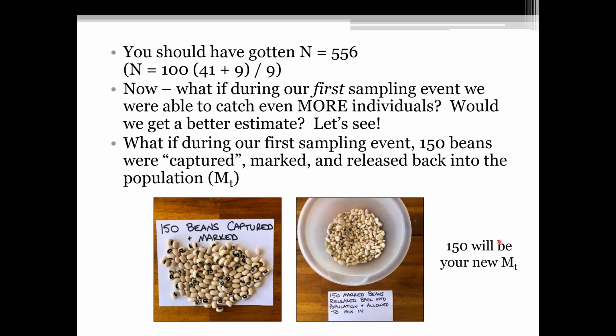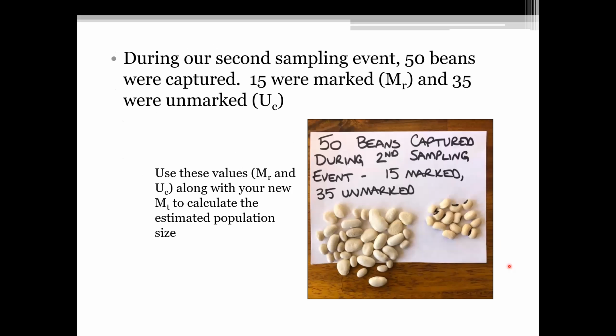So now we're doing 150 as our MT. So now we're going back to the beginning. Step 1, we go capture individuals. We capture 150 beans. We mark all 150 beans with the black marker. We release them. 150 is now our MT. We wait a period of time, let them mingle.